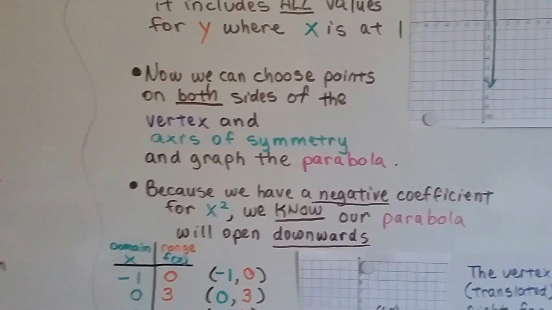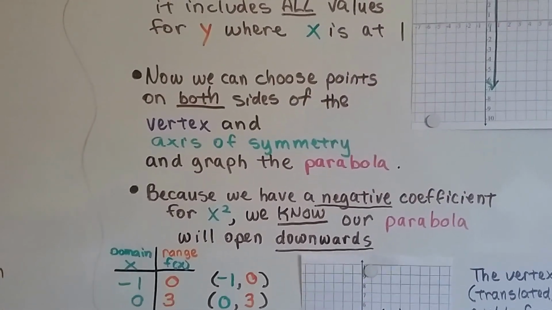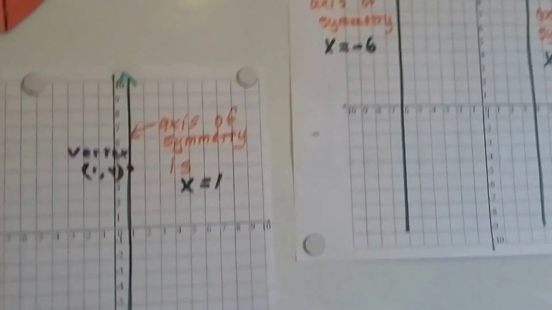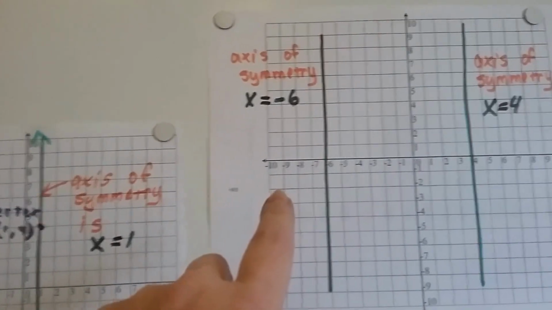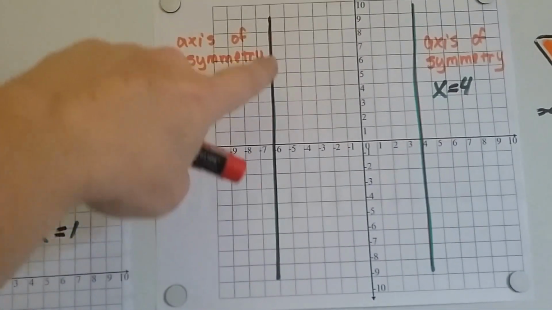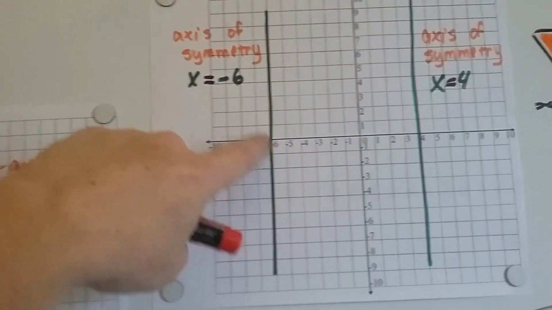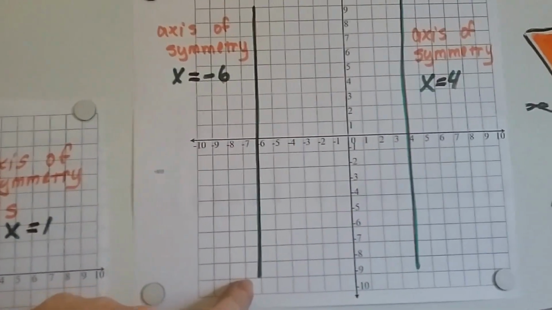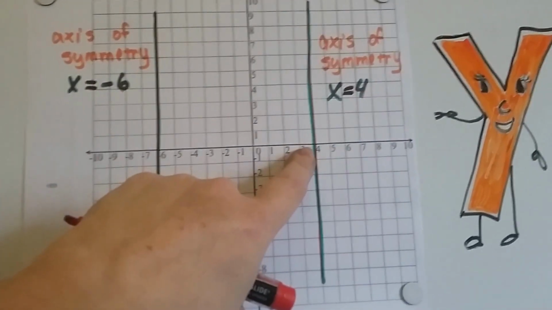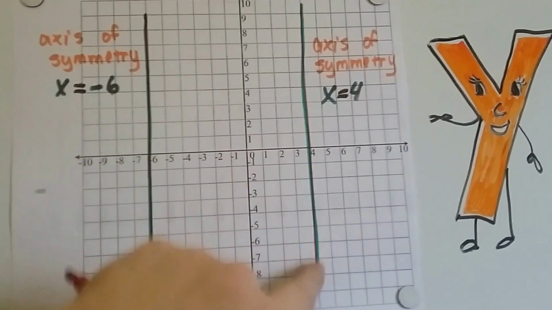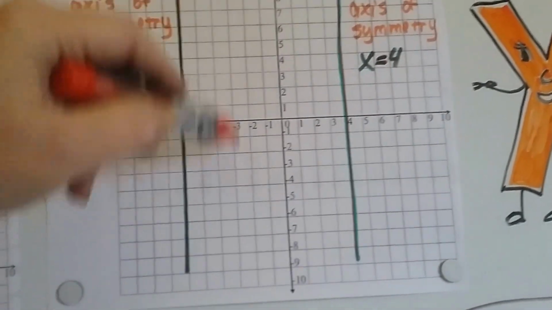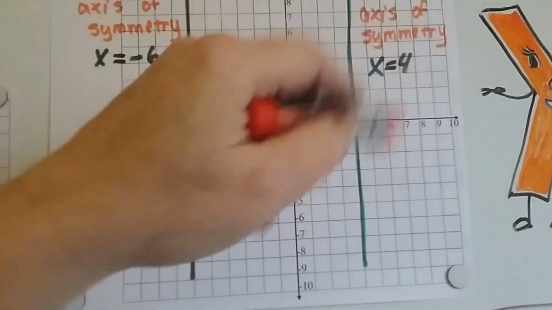We know that our parabola is going to open downwards. Now take a look at what happens if x didn't equal 1. What if x equaled a negative 6? Well, then that means our axis of symmetry would be here on negative 6 for x, and it would go this entire line. And if it came out that the x was equal to 4, then it would be way over here, and then our parabola would either be here or here, see?